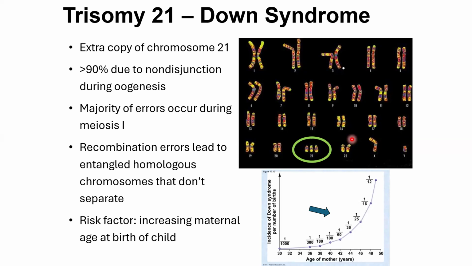So now trisomy 21. Basically, as we talked about, it's an extra copy of chromosome 21. There's a greater than 90% chance that it occurs because of non-disjunction through oogenesis. The majority of the time it occurs during meiosis 1. The recombination errors end up leading to entangled homologous chromosomes that end up not separating. And the main risk factor is the age of the mother at the birth of the child.